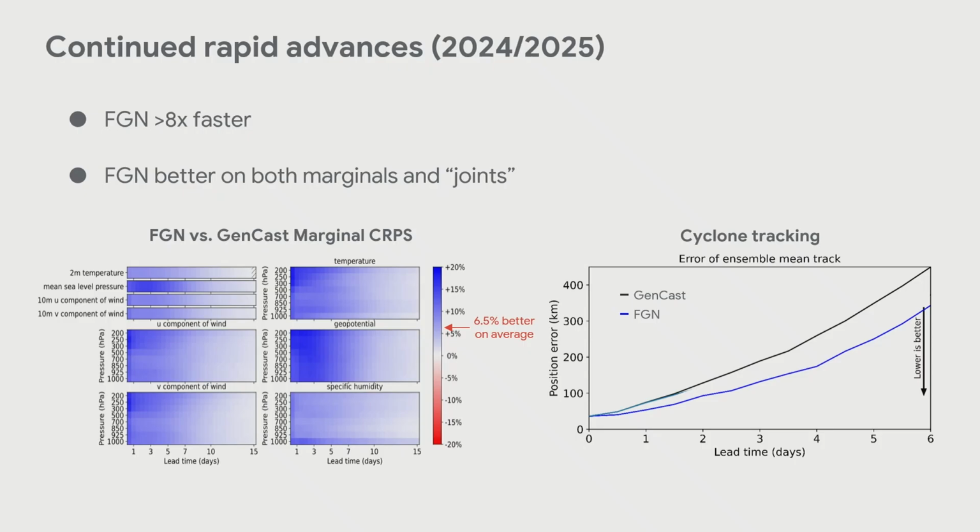They involve different variables, different low pressure systems, winds up high in the atmosphere, and a lot of spatial correlations. And so this is showing a cyclone tracking evaluation. How accurate are the cyclone tracks that we get from the weather forecast produced by GenCast compared to FGN? GenCast in black, FGN in blue. This is the position error, so lower is better, and you see a really substantial improvement that you get from FGN over GenCast.